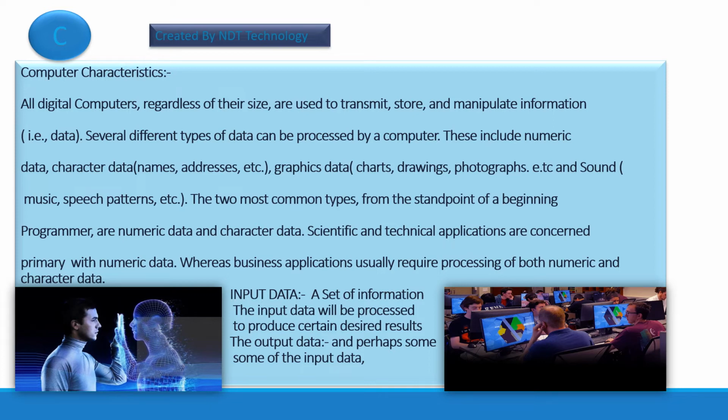Graphic data like charts, drawings, photographs, etc. And sound data is music, speech patterns, etc. Video is also a kind of data. The most common types from the standpoint of a beginning programmer, since here we talk about C programming, are numeric data and character data. Scientific and technical applications are concerned primarily with numeric data, whereas business applications usually require processing of both numeric and character data. A set of input data will be processed to produce certain desired results, the output data, and perhaps some of the input data.